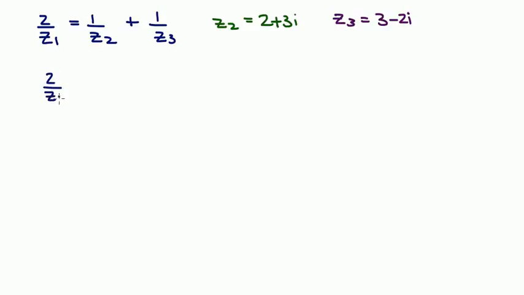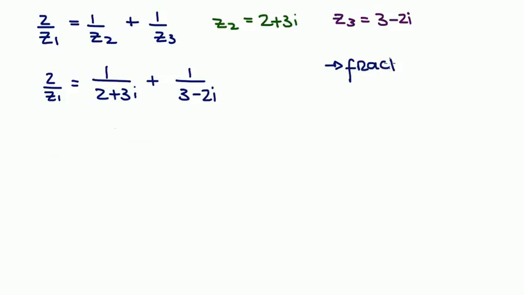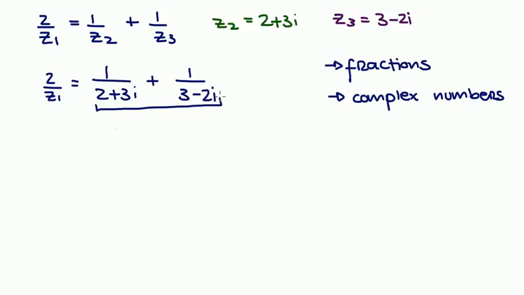So I have 2 over Z1 is equal to 1 over 2 plus 3i plus 1 over 3 minus 2i. So it's clear that when dealing with this question, I have to deal with fractions and all the rules that are involved with fractions and complex numbers. So the first thing that I'm going to do is create a single fraction on the right hand side. Then it'll be easier to deal with 2 over Z1 on the left.